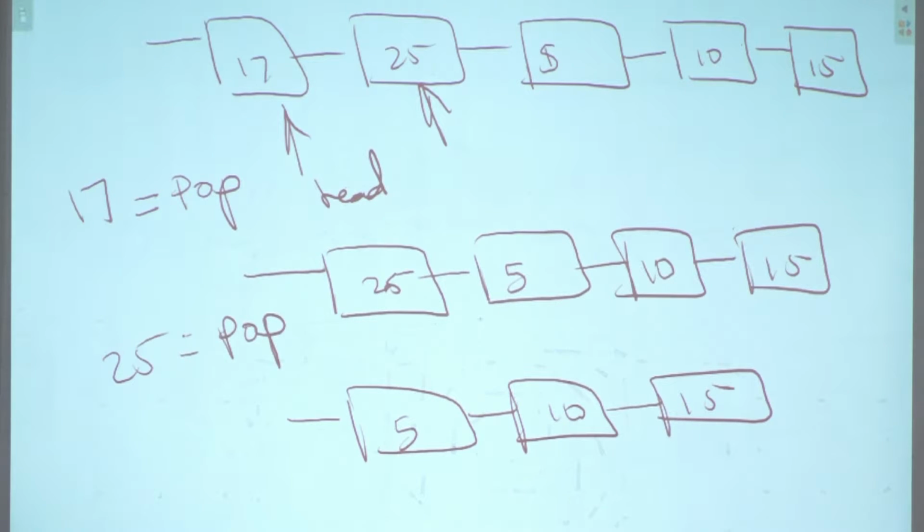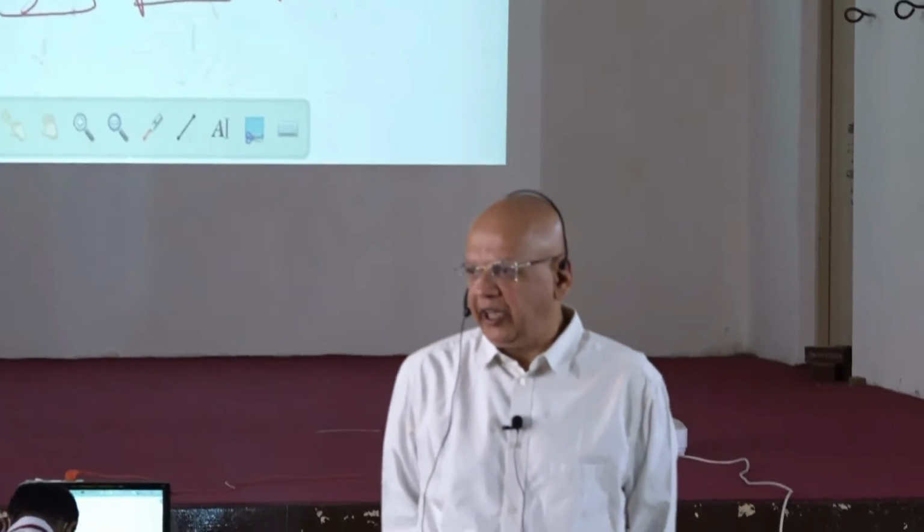Correct? You can also limit this in the push operation. You can maintain a size variable which tells you how many nodes are there currently in the linked list. So you decide that I am not going to have a linked list of more than 10 nodes. If somebody tries to do push 9 times, it will work. 10 times also it will work. 11 times somebody tries to do a push, it should say overflow.